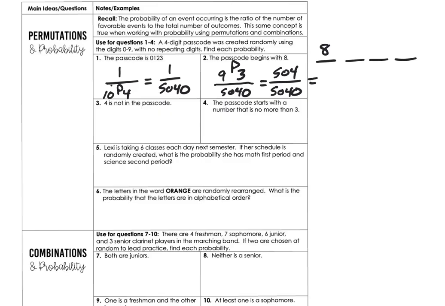Always reduce. Make sure these are reduced down. And so then that would be 1/10.